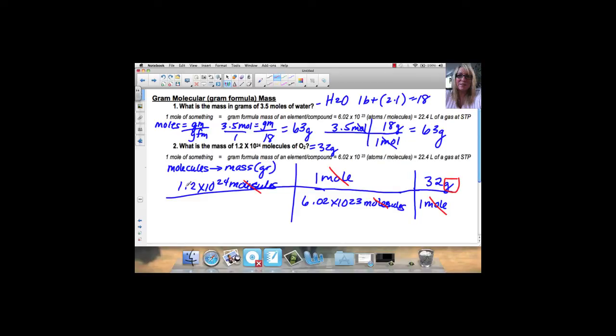So this becomes a math problem. 1.2 times 10 to the 24th times 32 divided by 6.02, because this is in the denominator, times 10 to the 23rd. And when I do all that out, make sure you're using parentheses, you get 63.7 grams of O2, because you're going to do parentheses 1.2 times 10 to the 24th times 32 and a parentheses divided by 6.02 times 10 to the 23rd equals.